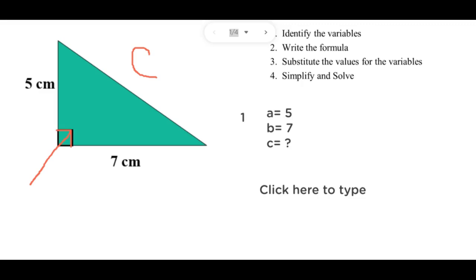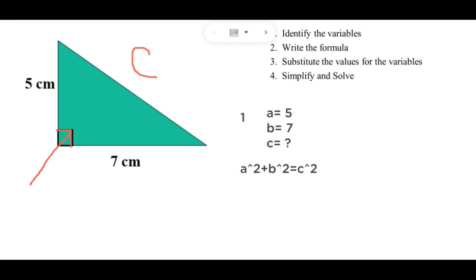Okay, the next step: write down the formula. Now, we don't really have a function to put the squared key, so we're going to do it this way: A squared plus B squared equals C squared. I'm just using the up arrow to indicate the squared. Okay, so there's my formula.